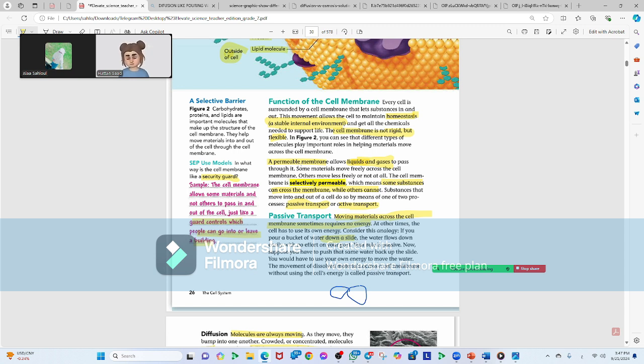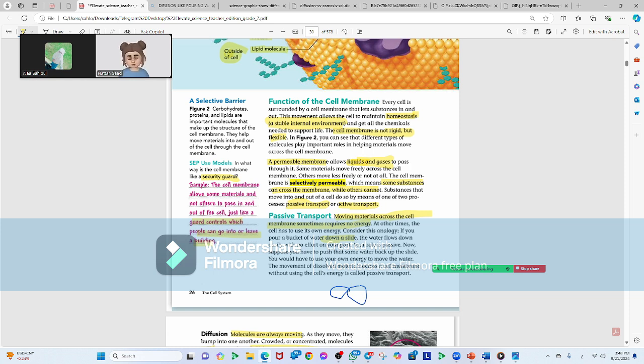Okay, let's go to the other question. How many types of transport do we have? Two. We have passive transport and active transport. What is the difference between passive transport and active transport? Passive transport is the movement of dissolvable materials across a cell membrane without using the cell's energy, so that's called passive transport. Excellent. It requires no energy.